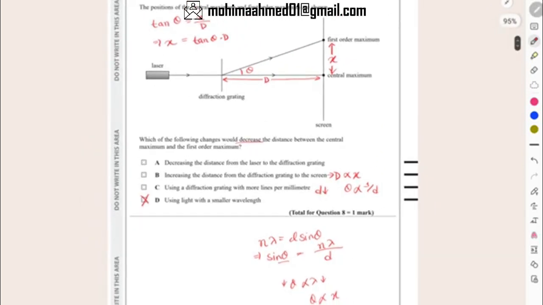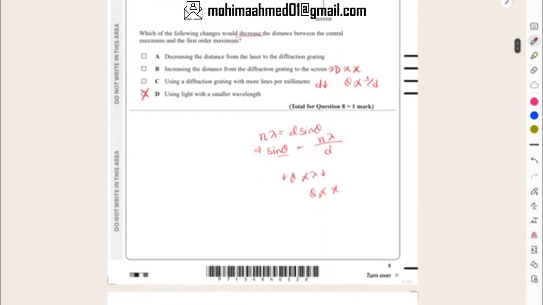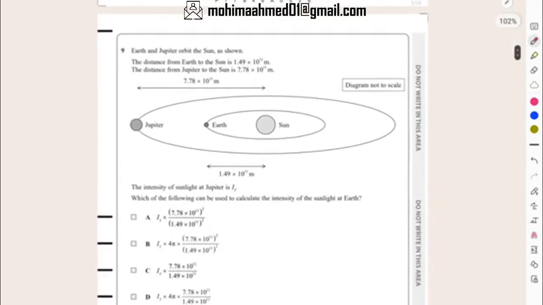This question was quite twisted, not tricky but twisted, because it was related with so many quantities for just 1 mark. Not kind of worth it, to be honest. We'll move on to the next question.